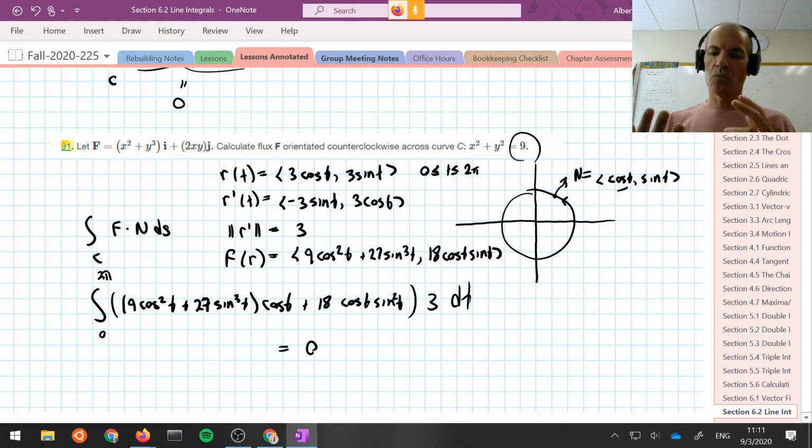That's line integrals, work integrals, flux integrals, and circulation integrals. We didn't do a circulation integral, but it's essentially a work integral around a closed path.